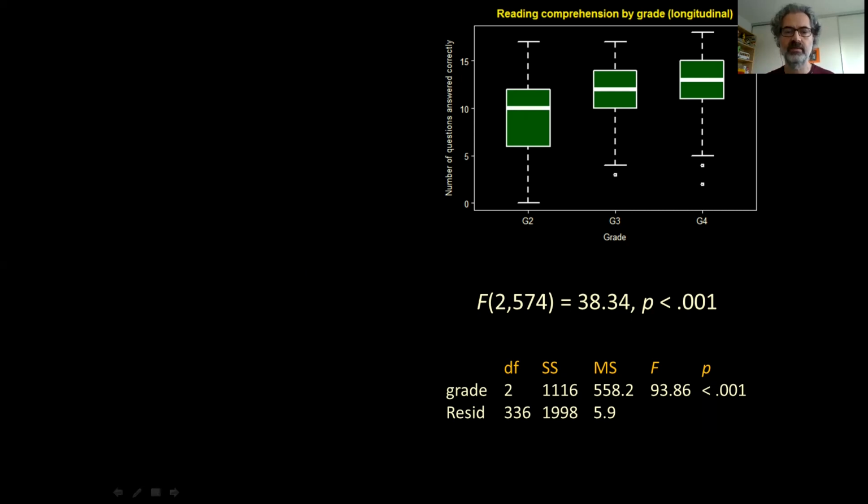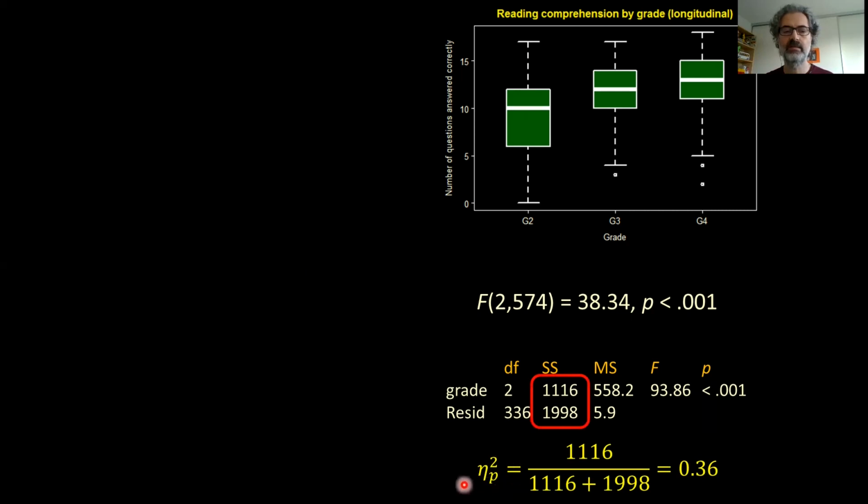The effect size for this comparison is a partial effect size, a partial eta square, because we aren't dividing over the total sum of squares. We are dividing the sum of squares for the factor over the sum of this sum of squares and the residual. So this is a partial eta square, and that's 0.36.